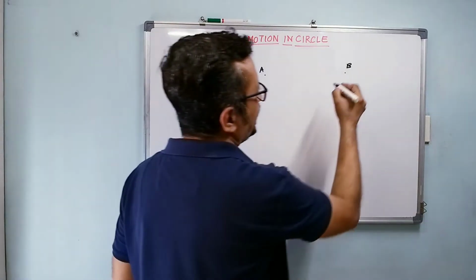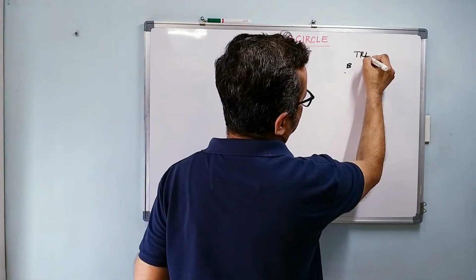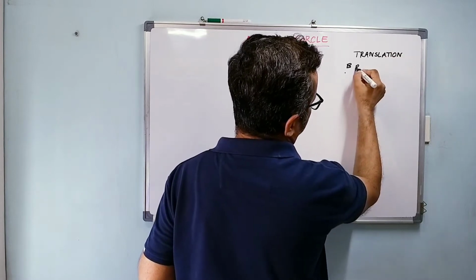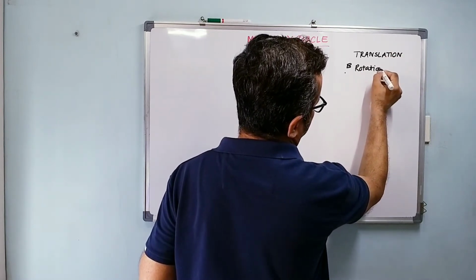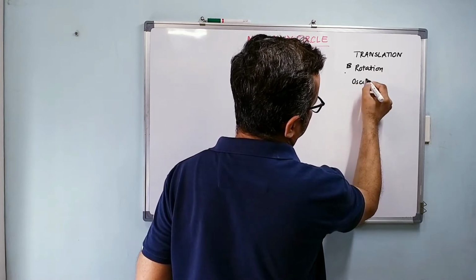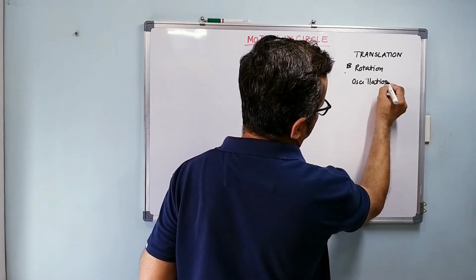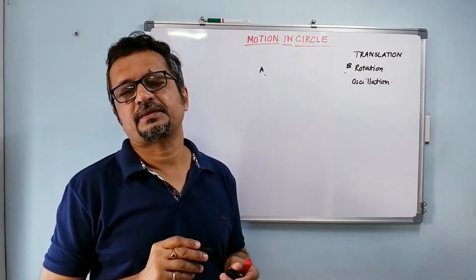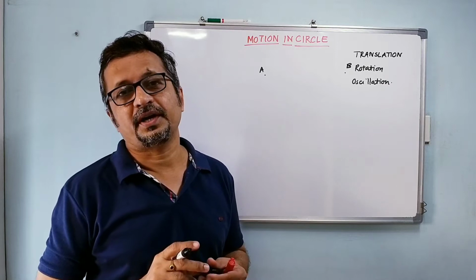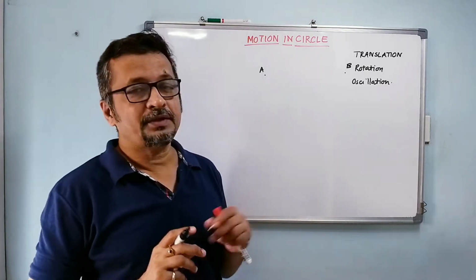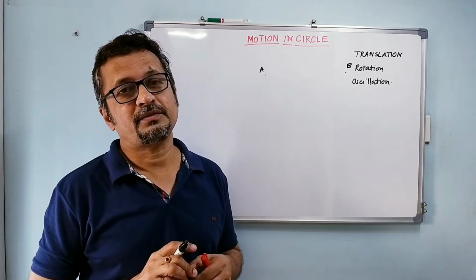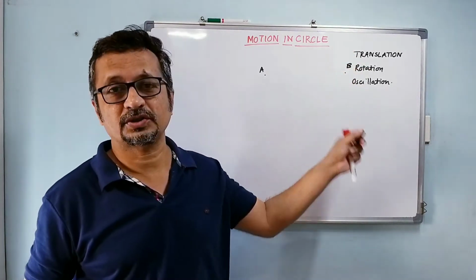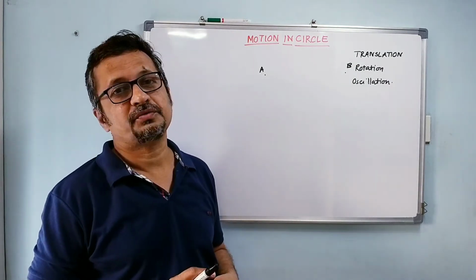Correct? So I have translation, rotation, and oscillation. Now this translational motion, we have seen different types of translational motion in our AS levels. Today we are going to start with circular motion, but then is circular motion a translational motion or rotational motion or oscillatory motion? We need to find out.